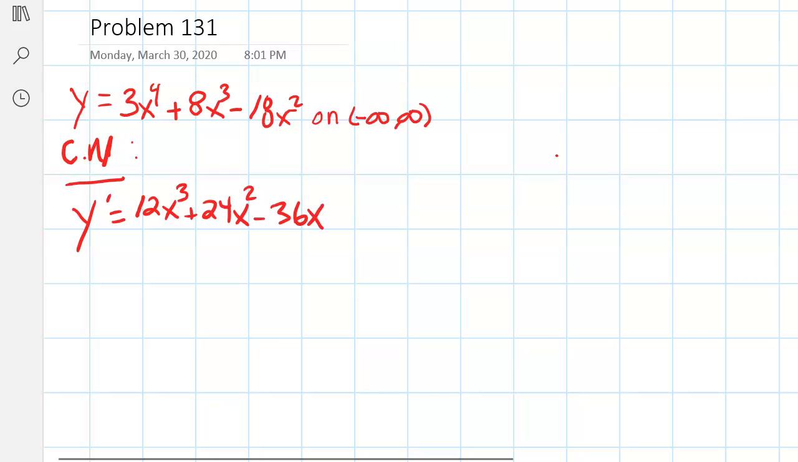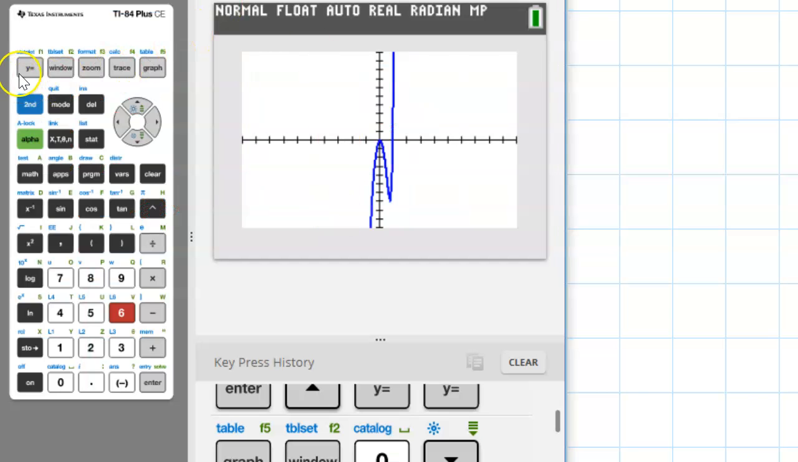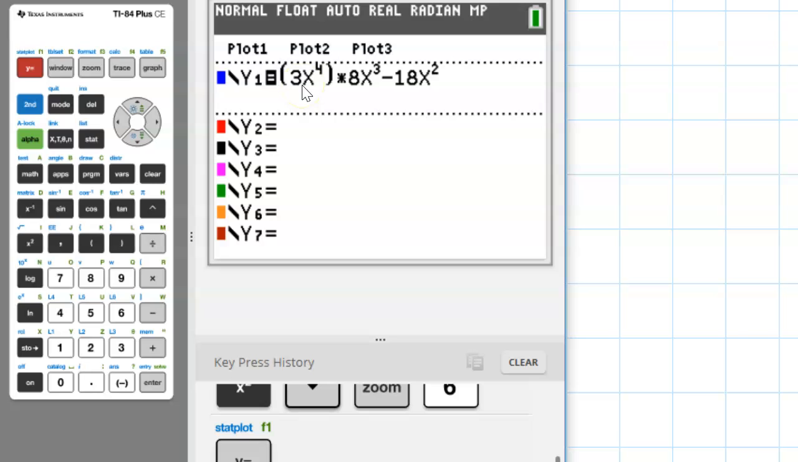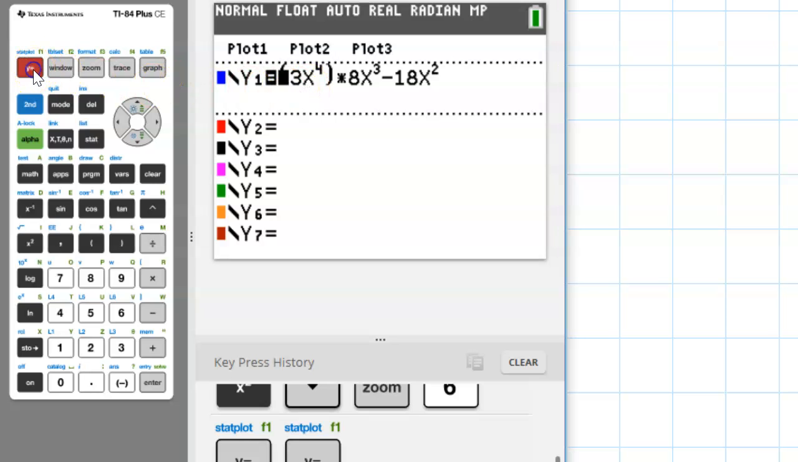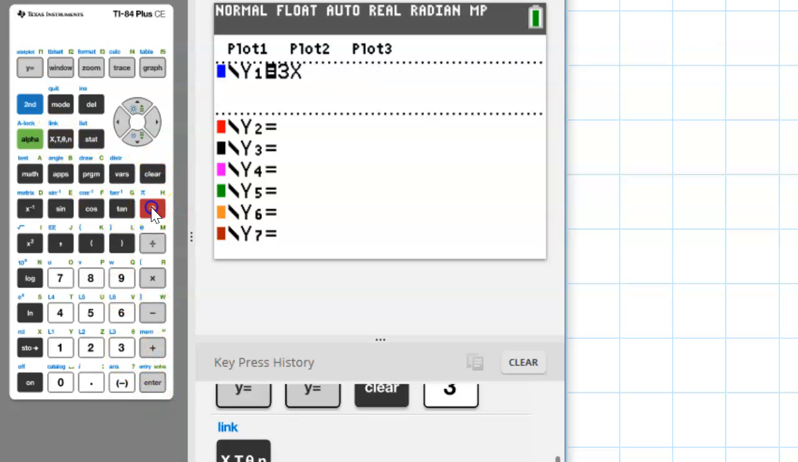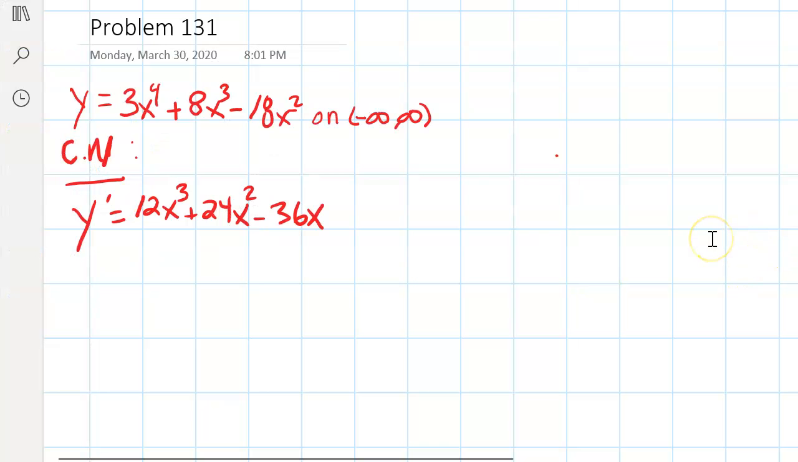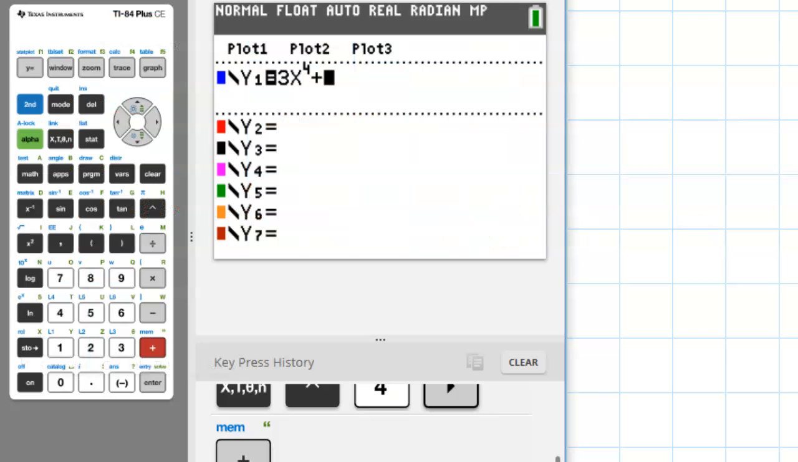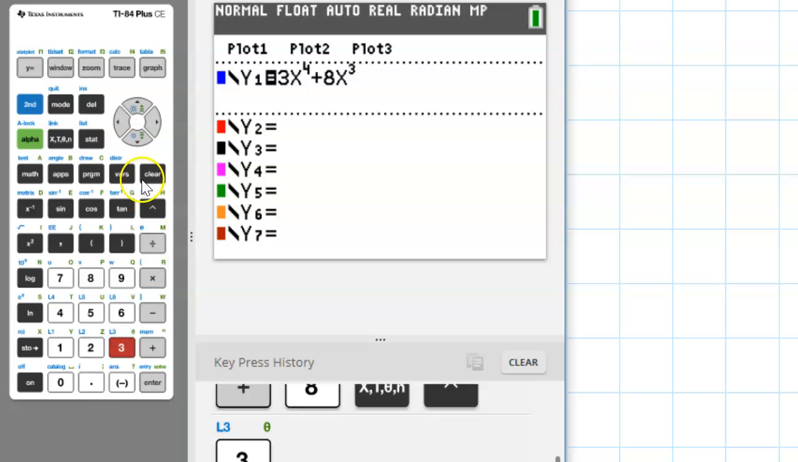And I guess we should look at the original function here before we differentiate, just so we can actually see what it looks like as a graph. And so here I typed in 3x to the fourth. Well, I should probably type it in correctly. 3x to the fourth plus 8x cubed minus 18x squared.